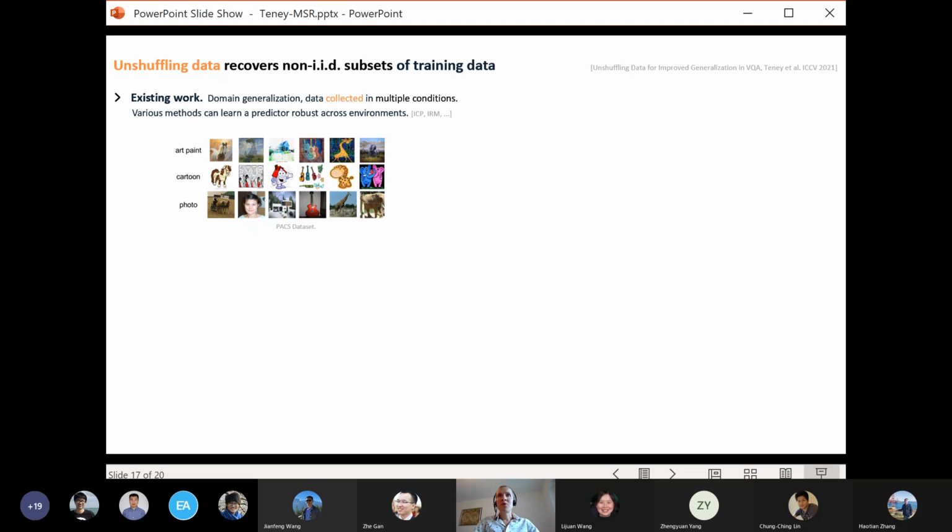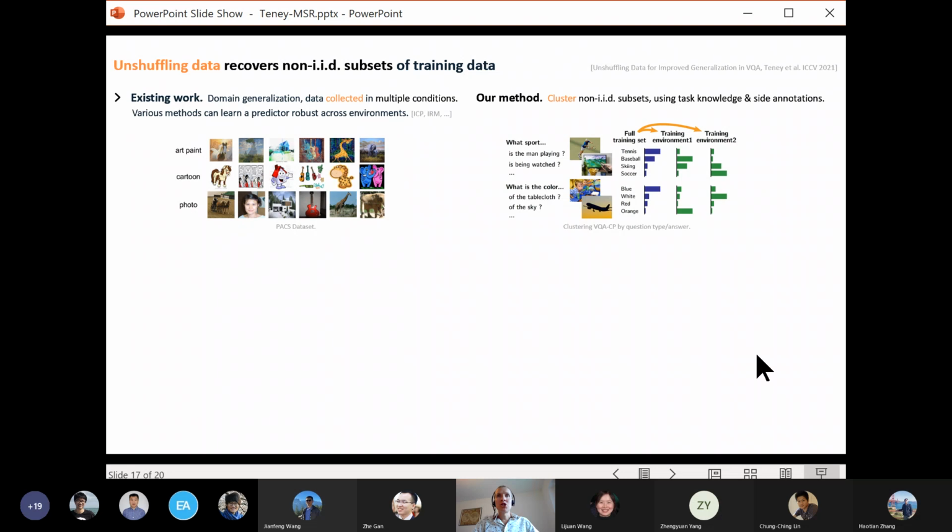Now, another technique that we proposed last year for VQA, we call that unshuffling data. So this is basically recovering non-IID subsets of the training data. The motivation here started from existing work on domain generalization, so that's for image recognition. In this past work, what people do is learn from data collected in multiple conditions. Typically you have training examples for each class in multiple domains like photographs, sketches, paintings, and so on. So you have multiple subsets of training data that are from a different domain.